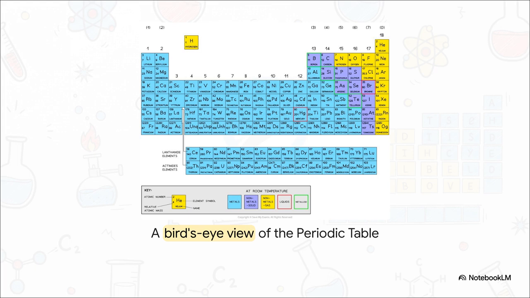The horizontal rows, those are called periods, numbered 1 through 7, and they actually tell us how many electron shells an atom has. Then you have the vertical columns, called groups. Elements hanging out in the same group share the exact same number of outer electrons, which practically forces them to have very similar chemical properties. So an element's placement isn't random at all. It's basically a physical address.